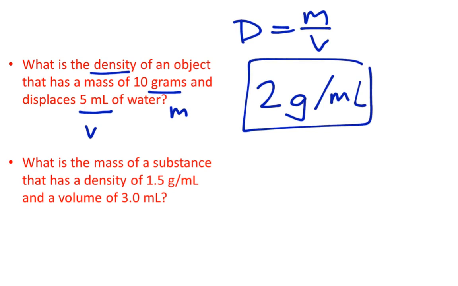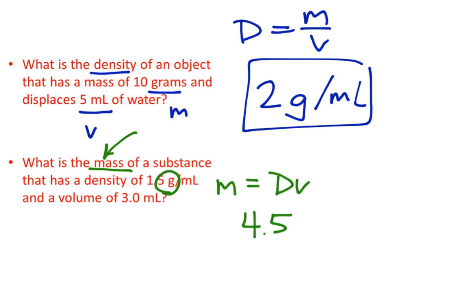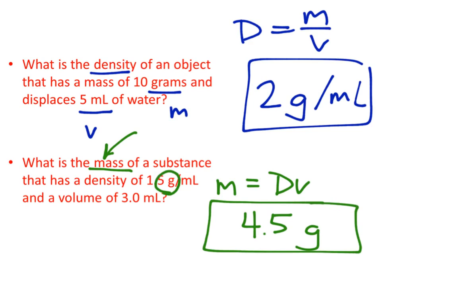Second question, we're looking for mass. Because we're looking for mass, our equation is different. Mass is equal to density times volume. Density is 1.5, volume is 3. 3 times 1.5 is 4.5. Now the question here is, what unit will we have? Well, we're looking for mass, so we need to have a unit of mass. Grams is present in the problem, so that's the one that we go with here. This is a little introduction to density.